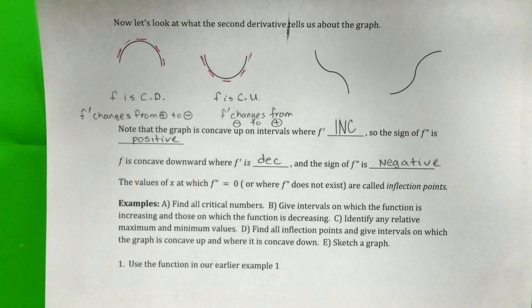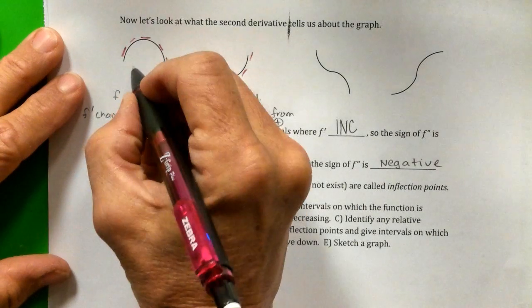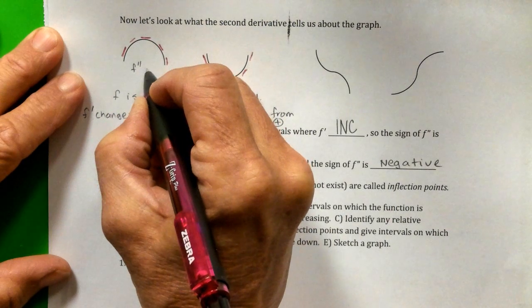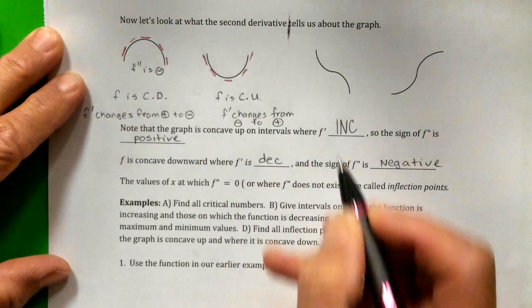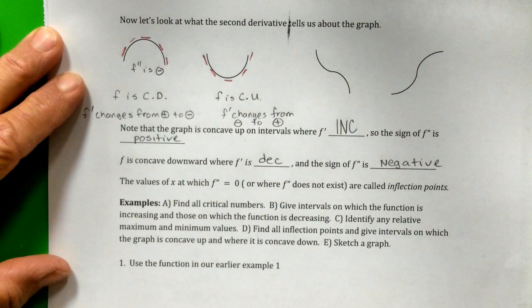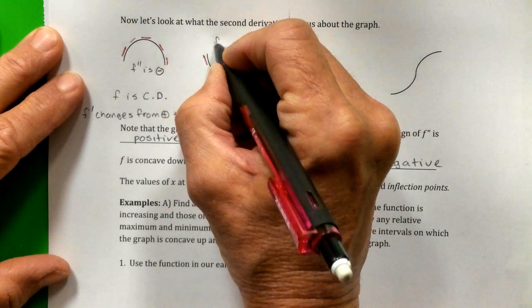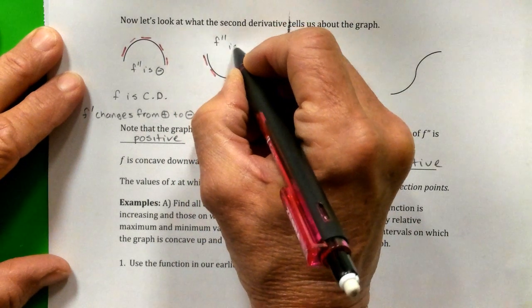The graph is concave up where f double prime is negative. I'm sorry, I just said that backwards. Concave down where f double prime is negative. Concave up where f double prime is positive.